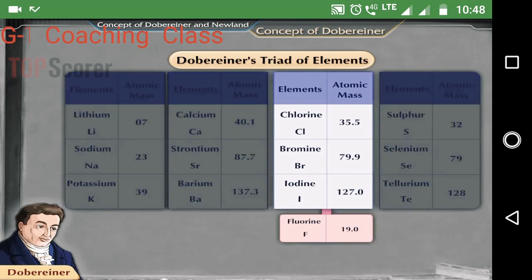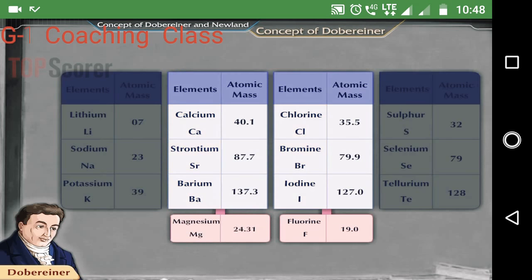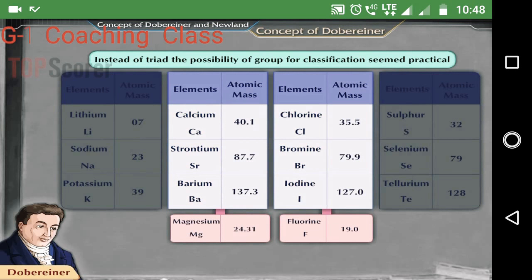Fluorine F can be added into the triad of chlorine Cl, bromine Br and iodine I. Similarly, in the triad of calcium Ca, strontium Sr and barium Ba, magnesium Mg can be added. Thus, instead of triads, the possibility of groups for classification seemed practical.